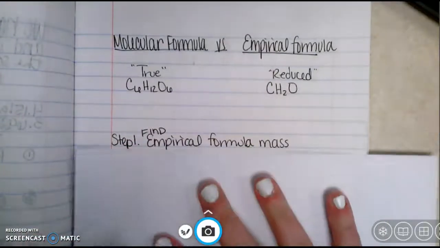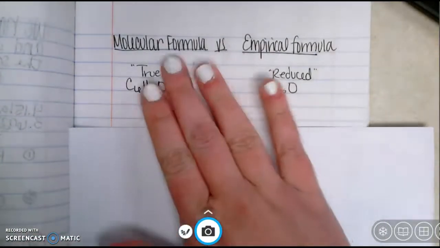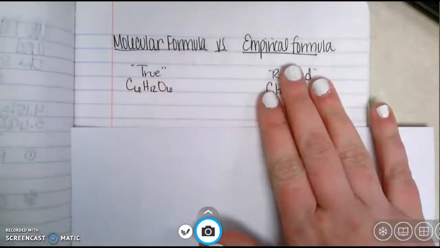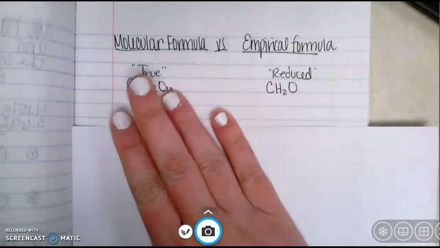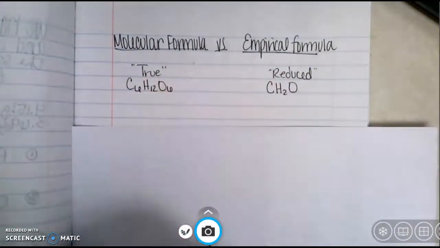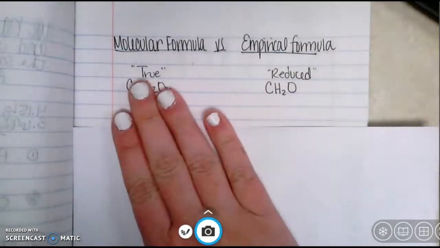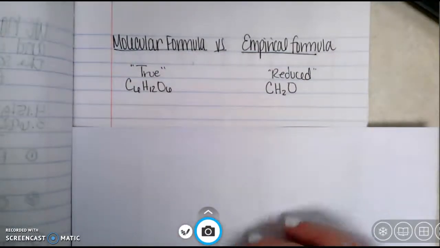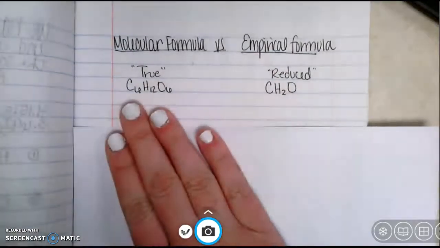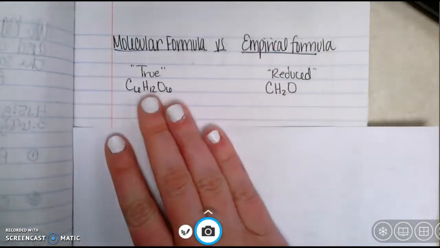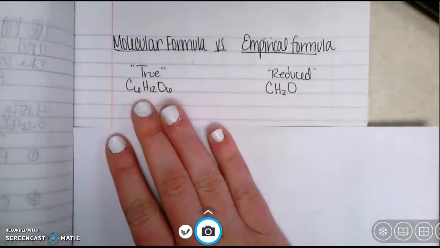Just to review, you have molecular formulas and you have empirical formulas. Your molecular formula is your true formula. Like, if I were to go and look at that molecule, this is what it would present as. So our example of that is C6H12O6. Okay, so that is the molecular formula for a molecule of sugar.